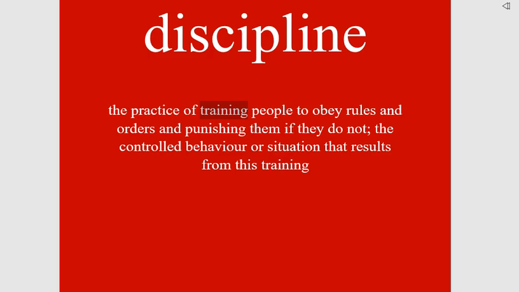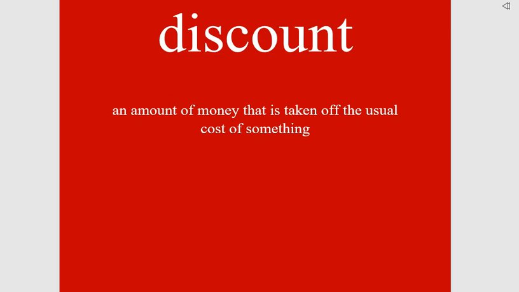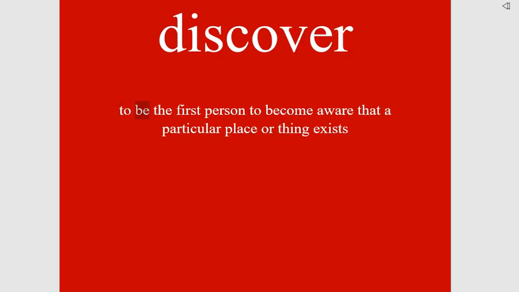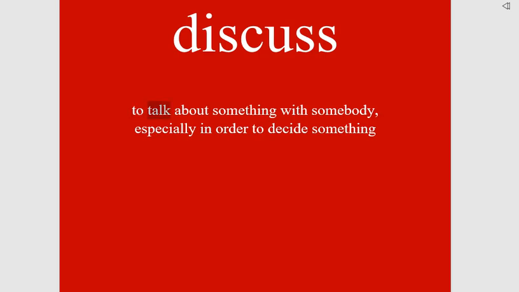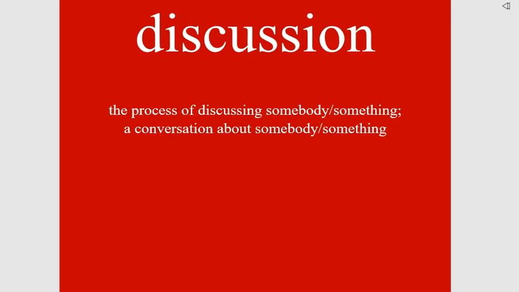Discipline. The practice of training people to obey rules and orders and punishing them if they do not, the controlled behavior or situation that results from this training. Discount. An amount of money that is taken off the usual cost of something. Discover. To be the first person to become aware that a particular place or thing exists. Discovery. An act or the process of finding somebody/something, or learning about something that was not known about before. Discuss. To talk about something with somebody, especially in order to decide something. Discussion. The process of discussing somebody/something, a conversation about somebody/something.